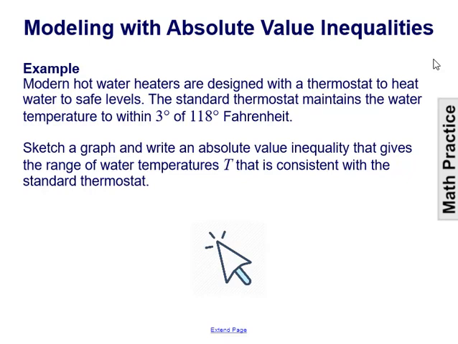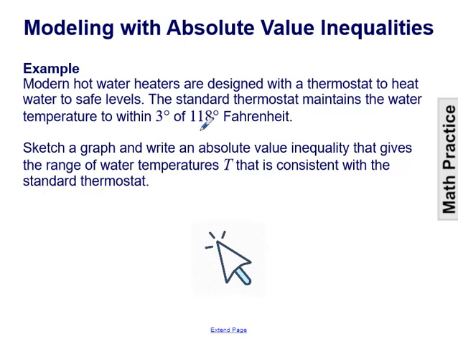Modeling with absolute value inequalities. Here are two examples of real-life situations that are modeling, and we can solve or find a solution and graph it with absolute value inequalities. The first example is a modern hot water heater designed with a thermostat to heat water to safe levels.